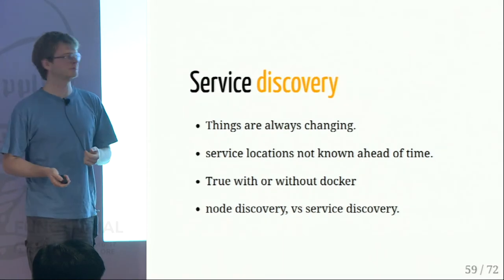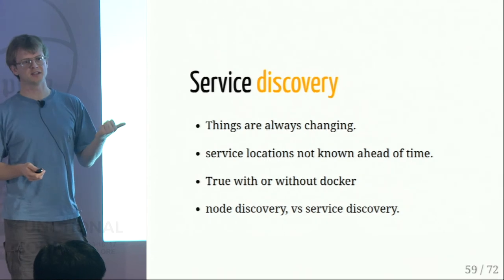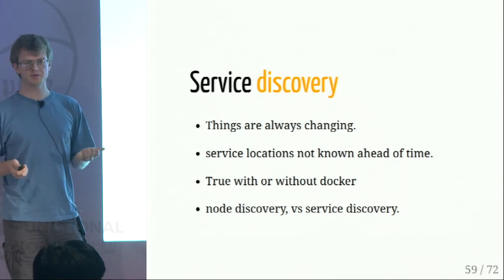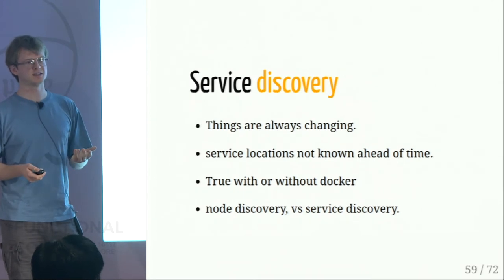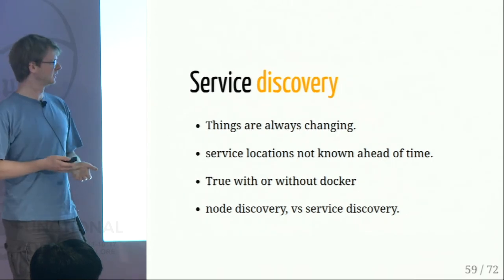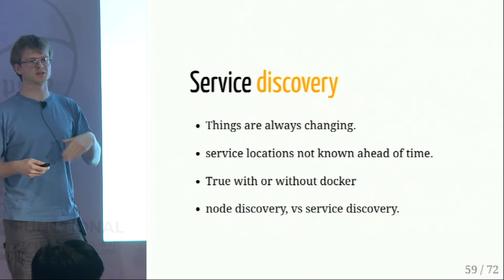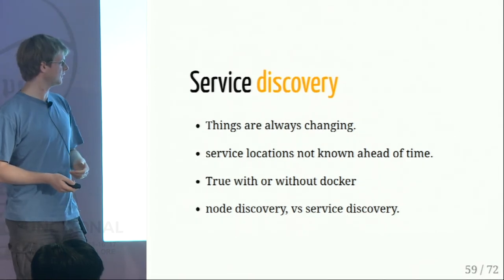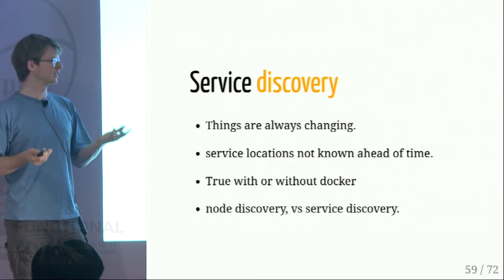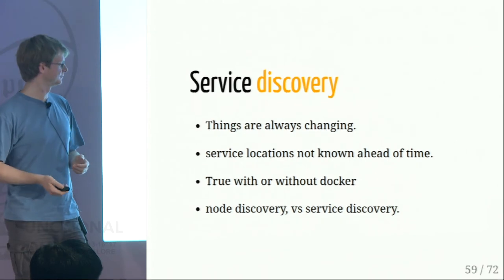So service discovery. In the cloud, things are always changing. You don't know the service locations ahead of time, so you can't just provide a list up front. And even if you can provide a list up front, you don't know the order they're going to start in. You don't know how long they're going to be there. But the whole point is you can lose one machine without taking down the system, but that list of required nodes is kind of exactly the opposite. It requires all of them to be there. This is true with or without Docker. So if you decide to start a whole bunch of virtual machines and put your Elixir project on them, you would still need to find the other nodes.